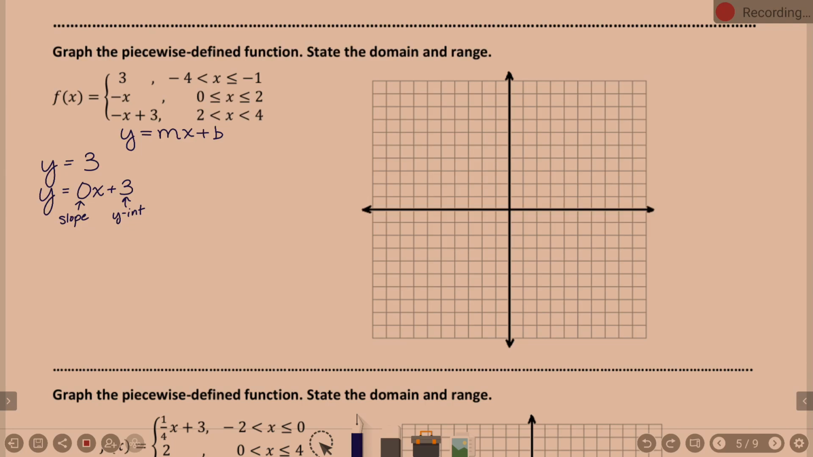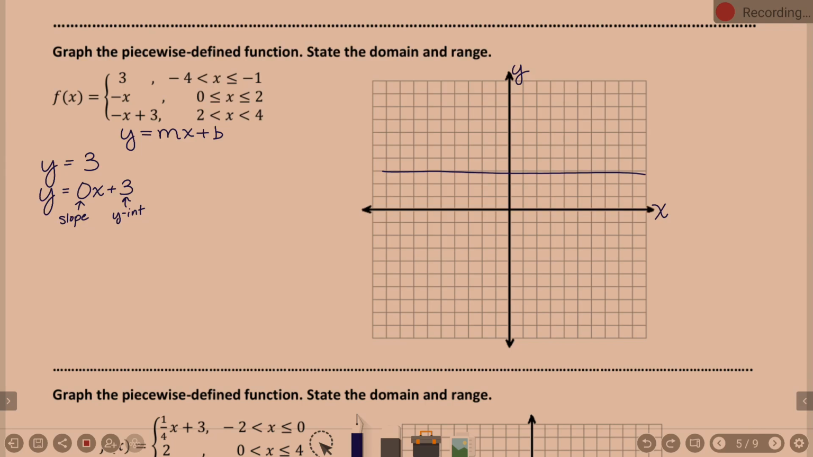Okay. So we said y-intercept at 3, which means on the y-axis we're going to go up 3. Now, slope of 0 says a flat line. Don't draw this whole thing yet, but generally speaking, what's it look like? That's what it looks like, yes? Do I need that whole thing? No. I only need that line from -4 to -1.